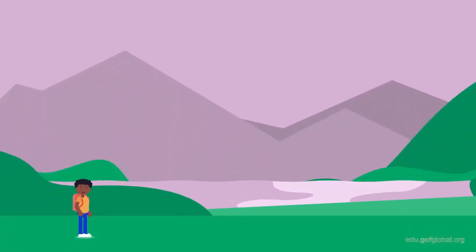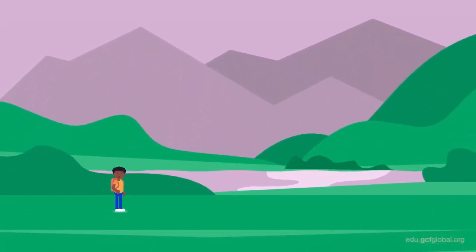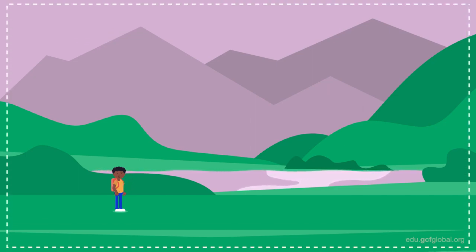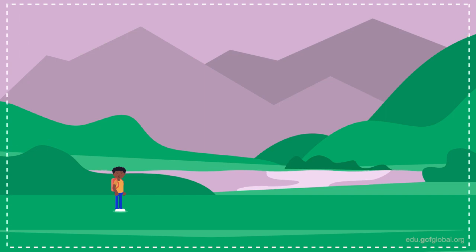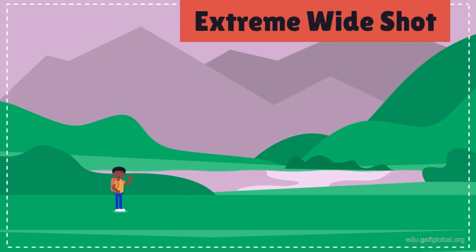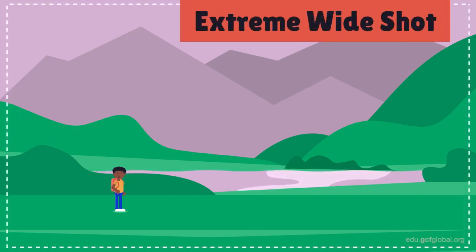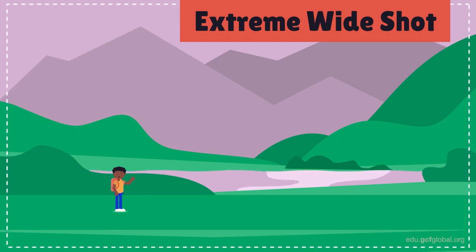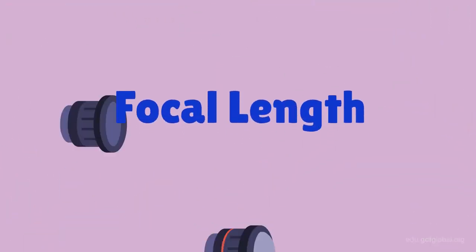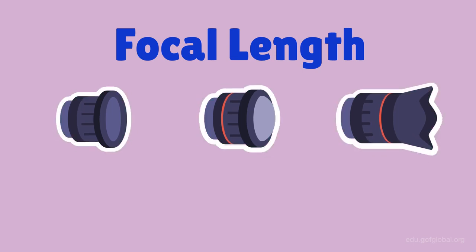Let's say you're hiking one day and come across something that causes you to say to yourself, "Oh, this place is so beautiful, I have to take a picture." If you want to capture a large part of the landscape or area, you're going to have to use what's called an extreme wide shot, which focuses on the environment rather than something smaller like a person. To change to different shots, you can either use a different focal length or use a different type of lens.